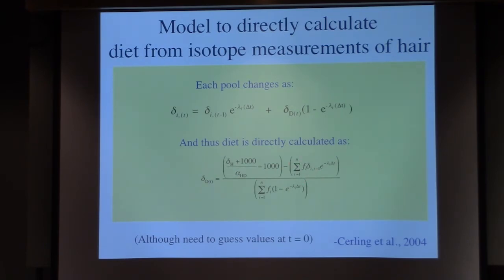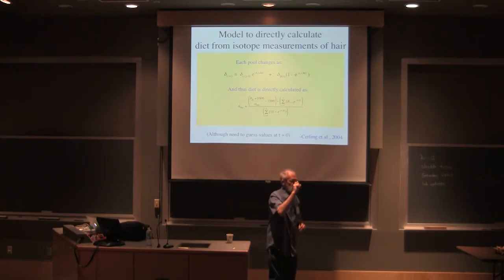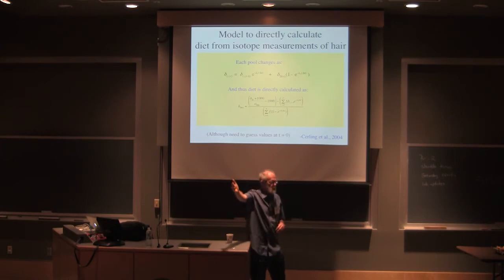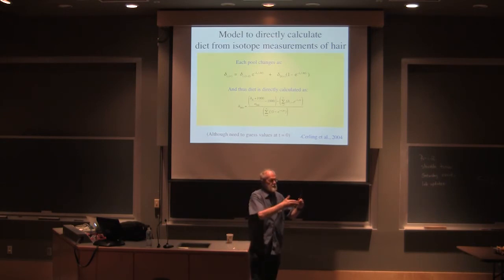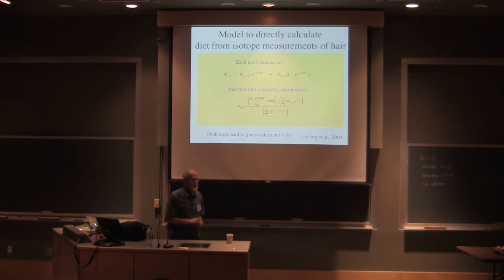The only one you can't do is the first one. But you can do all the other ones really quite well. So with our elephant hair, we have 100 samples, and for everything except for the very first sample, we can calculate the values. And we can make a pretty good guess at the very first sample.